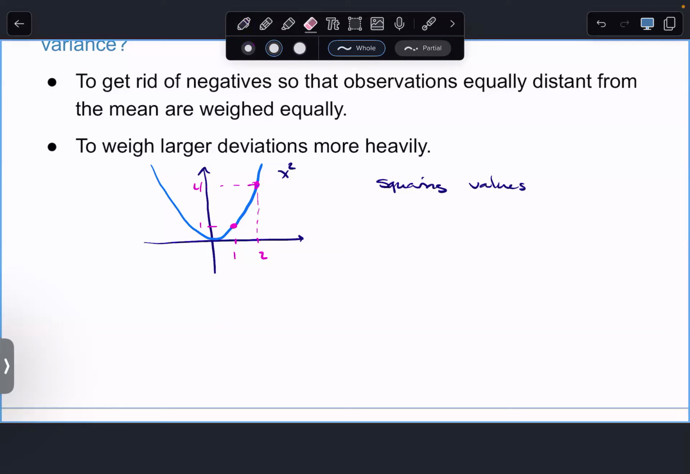So squaring deviations amplifies large deviations. And therefore, in a way, kind of penalizes you for having those large deviations. Penalizes is the wrong word, because it's not a bad thing. It's just that then you've got bigger spread.